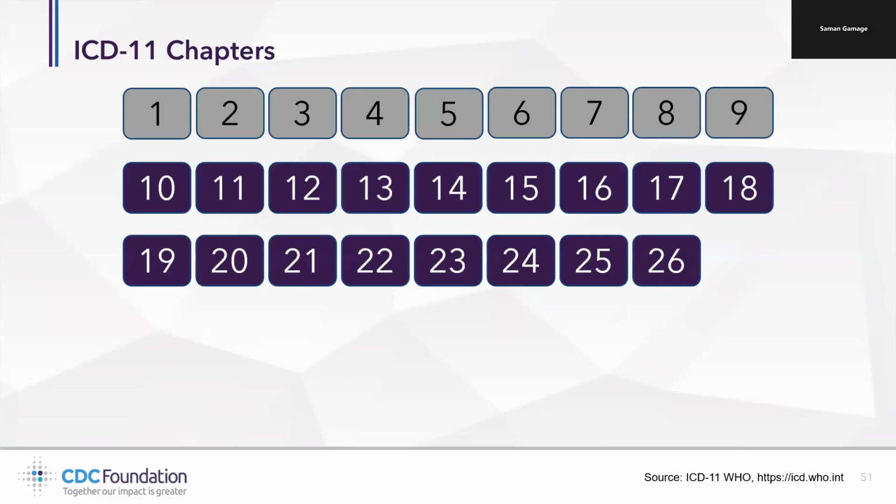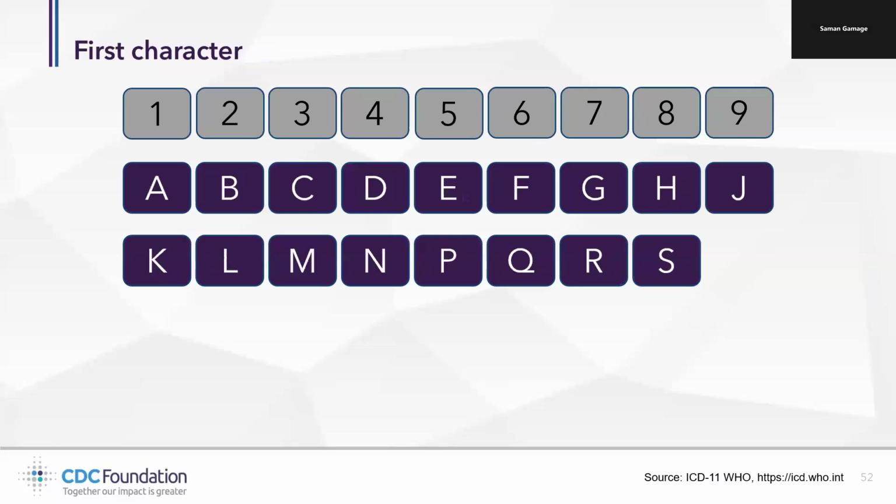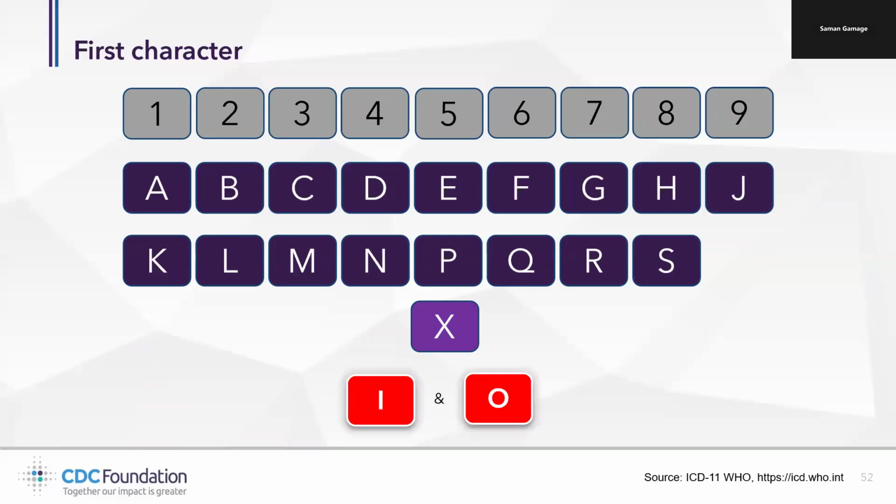So ICD-11 has 26 chapters. The first character from chapters 1 to 9 is the chapter number. Then from 10 to 26, it is an alpha character from A to S, except I and O. X is the first character in extension codes. And as I told you before, the two letters I and O have been removed to avoid any confusion with the numbers 1 and 0.